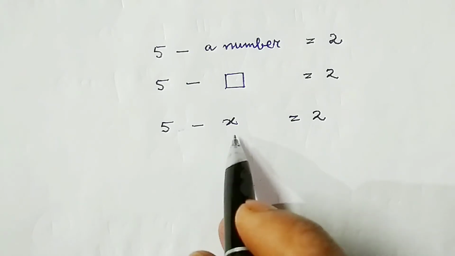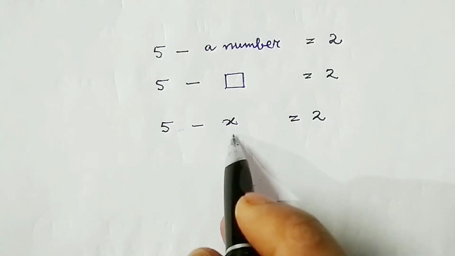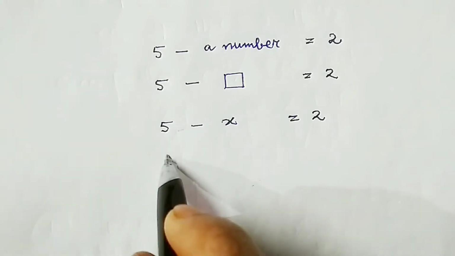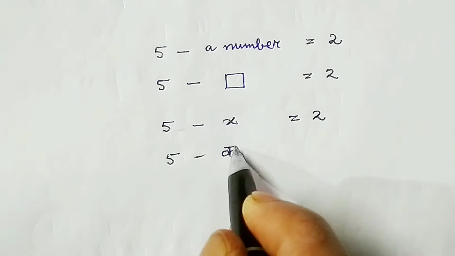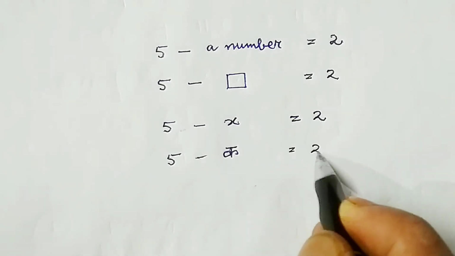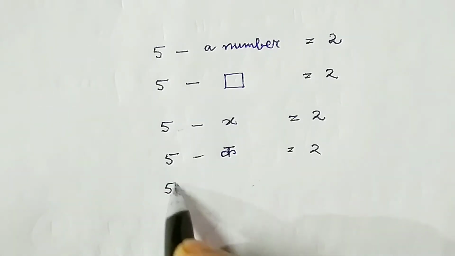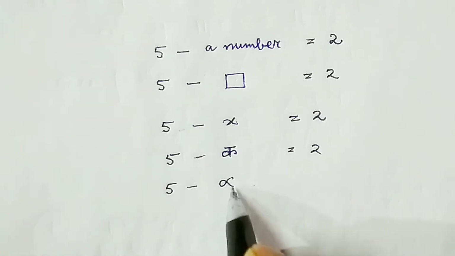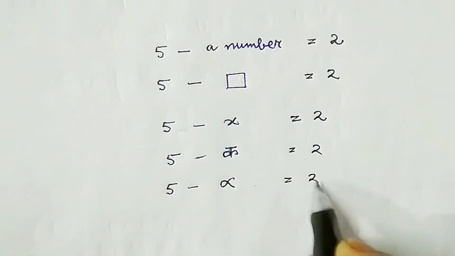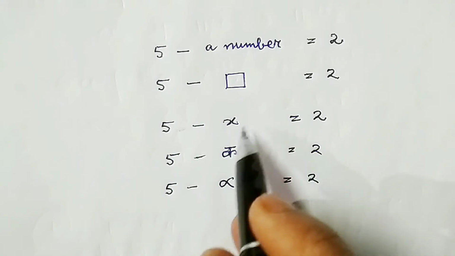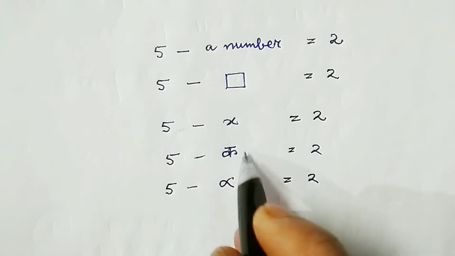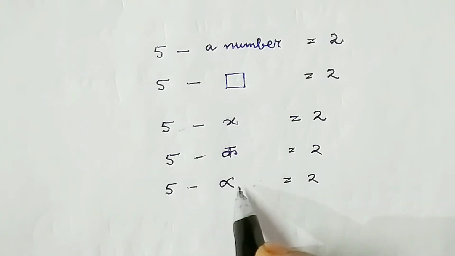Okay, now it is not mandatory that you always have to use x. If you want, you can write 5 minus k in Hindi alphabets. You can write 5 minus k equals 2. If you want, you can write 5 minus alpha, this is one Greek alphabet, equals 2. All are correct. But generally, we prefer to use x or y, z, this type of English alphabets. Though no one can stop you if you write k or alpha or any alphabet of any language.